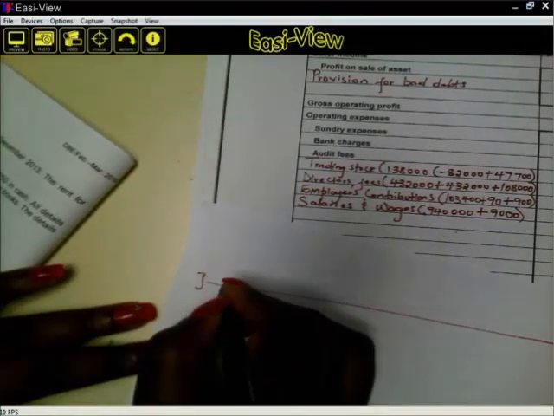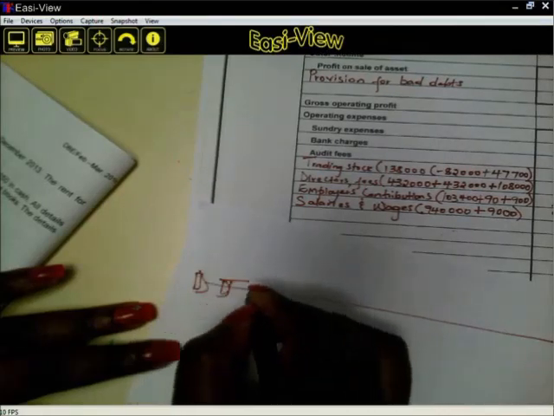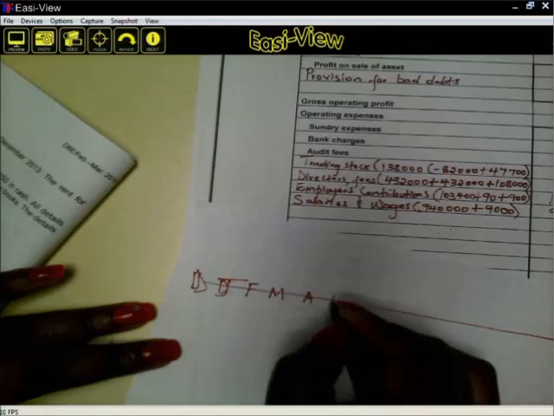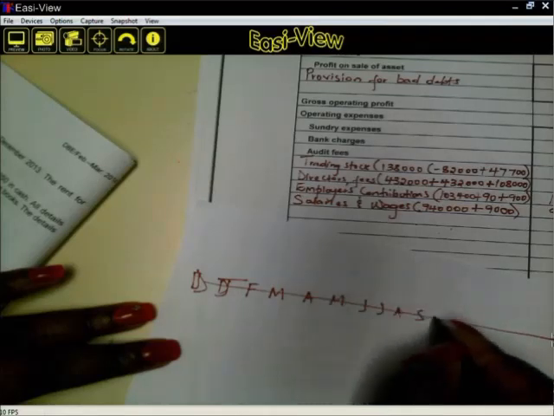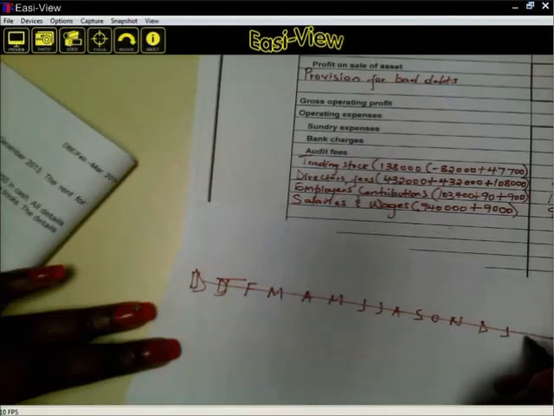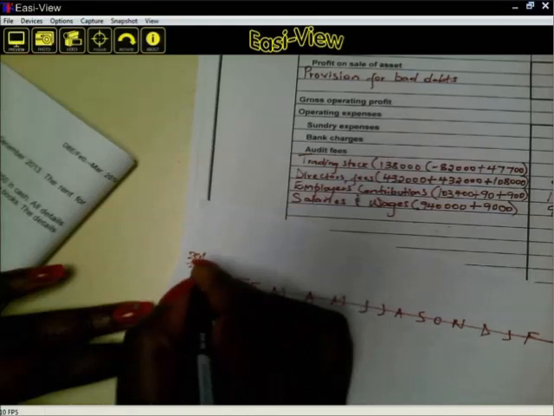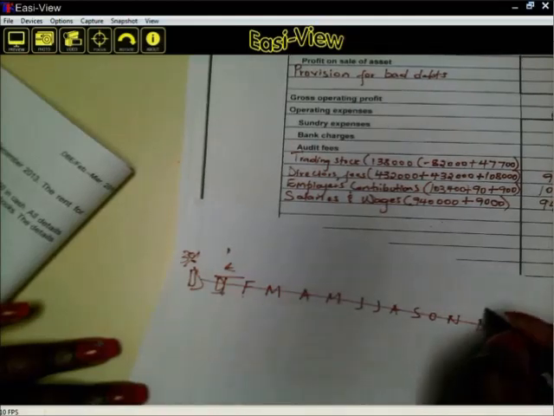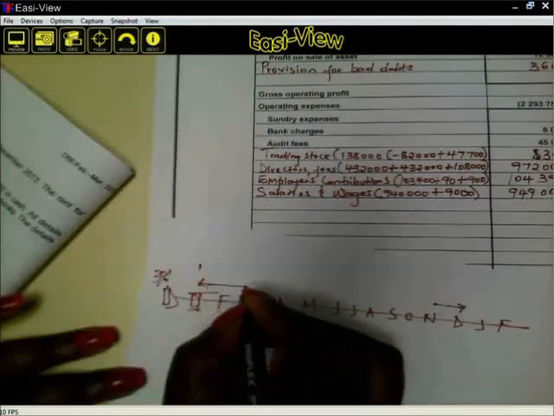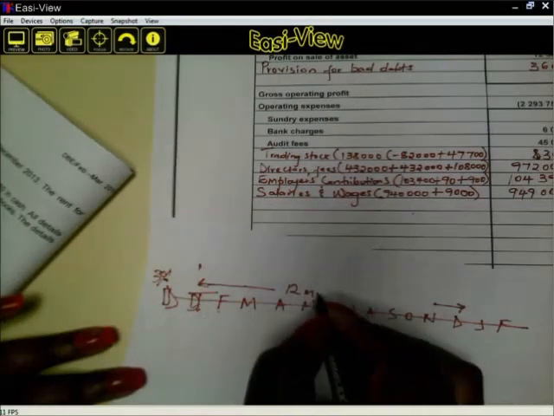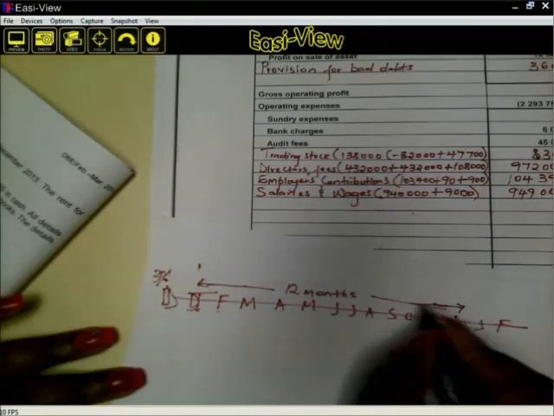Here is our number line. It starts from December, January, February, March, April, May, June, July, August, September, October, November, December, January, February. So here we are, the 30th of December. Our financial year ends. It starts on January. This is our very first month. 1, 2, 3. It is going to end in December. This is the 12 months period.